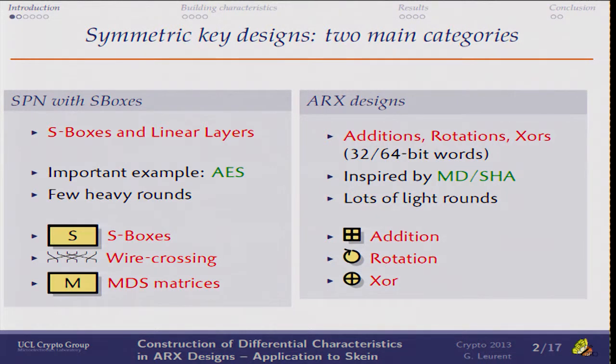Here, we only use very lightweight operations. We just use additions on 64-bit words or 32-bit words. We use rotations, and we use XORs. All those operations are very simple, and they are very efficient in software and very efficient in hardware. This is an idea that's inspired by the MD and SHA family of hash functions. Now what you do is that you have all those very simple operations, and you do very lightweight rounds, and you do a large number of them. And this is expected to also give a good security.